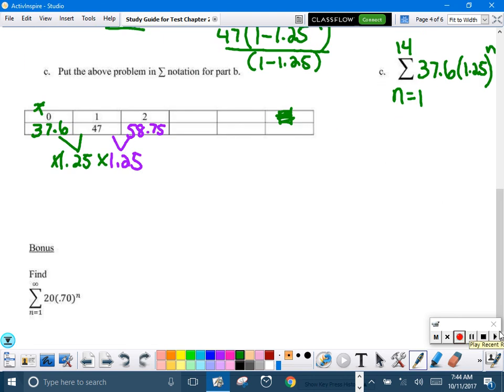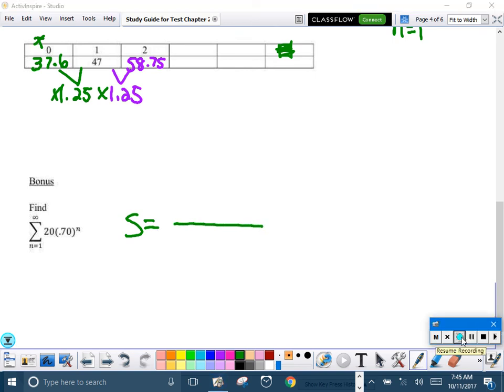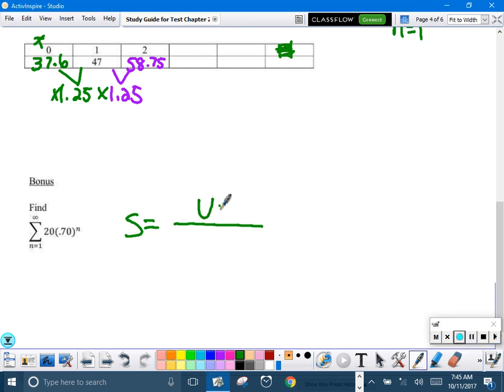At the bottom, this is a bonus problem. Okay, so this is for an infinite series. So you're going to have this memorized. For an infinite series, looking at this problem, if you remember, the formula is u sub 1 divided by 1 minus r. Okay, you have to have that memorized. I'm not going to give that to you. So we need to know the first number in the pattern.